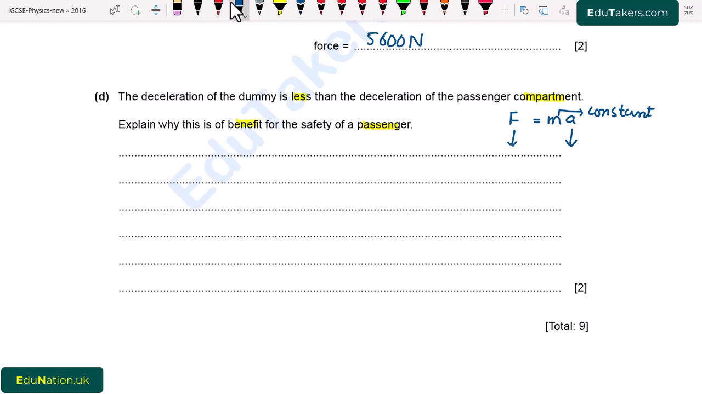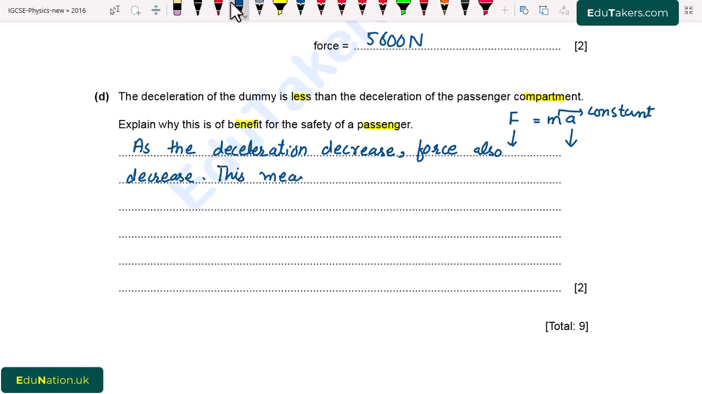So I write here, as the deceleration decreases, force also decreases. This means that there is less force on the passenger.